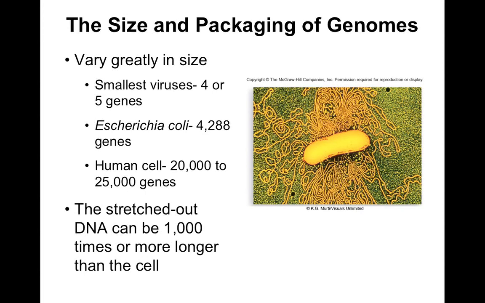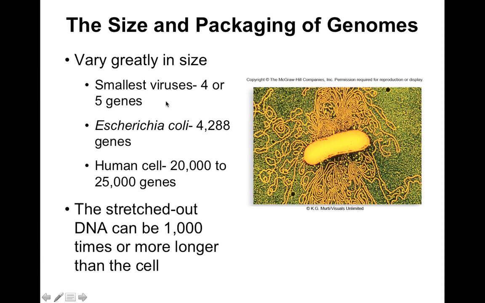Next, the size and packaging of the genome, which vary greatly in size. The smallest viruses have about 4 to 5 genes. Again, you have to remember that viruses need to hijack the machinery of the cell that they're infecting, so they don't really need that many genes. They just need enough genes to, A, get inside of the cell, and B, allow them to take over. So 4 or 5 are plenty. E. coli has about 4,288. That's because it basically lives a life where it doesn't require another organism.